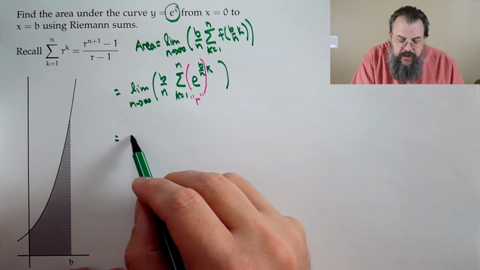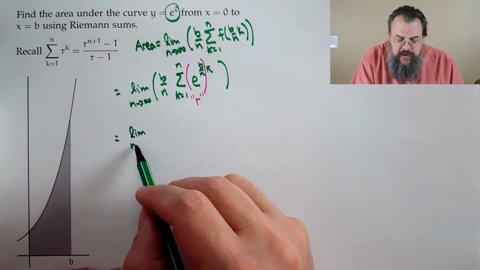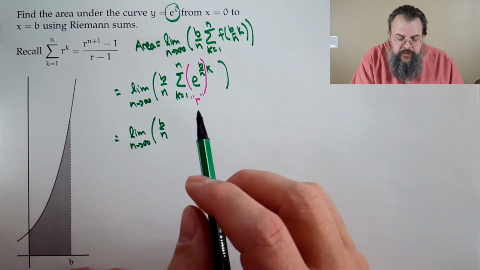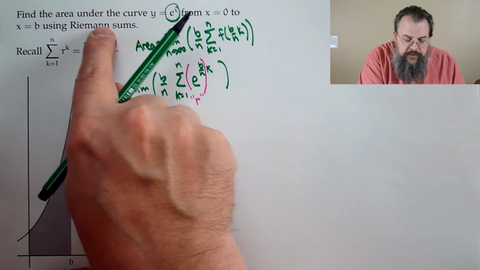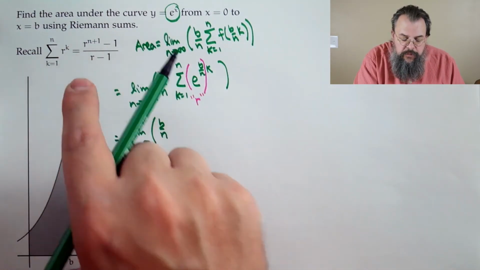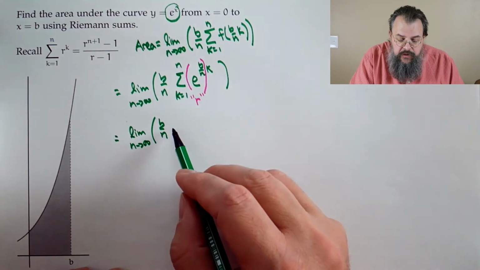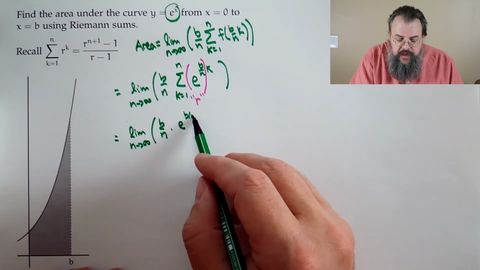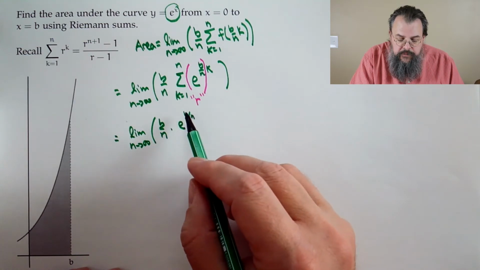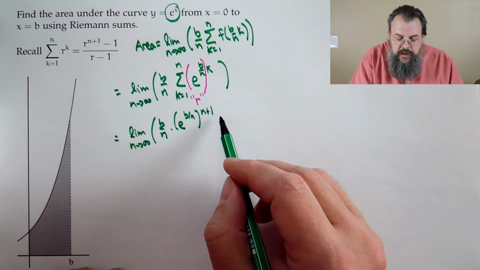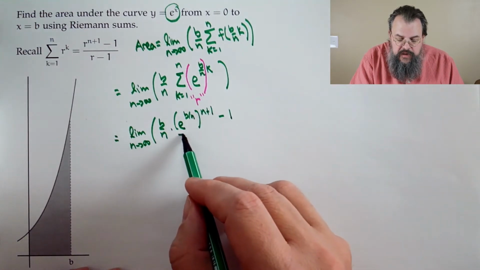So this is our limit as n tends to infinity. We have b over n. And now we're going to have this expression where r is this e to the b over n. So times e to the b over n to the power n plus 1 minus 1.